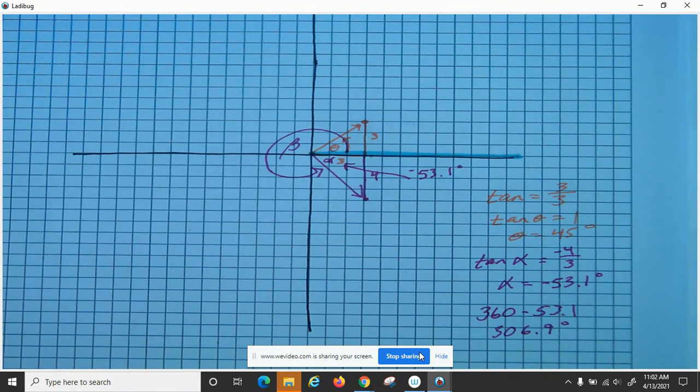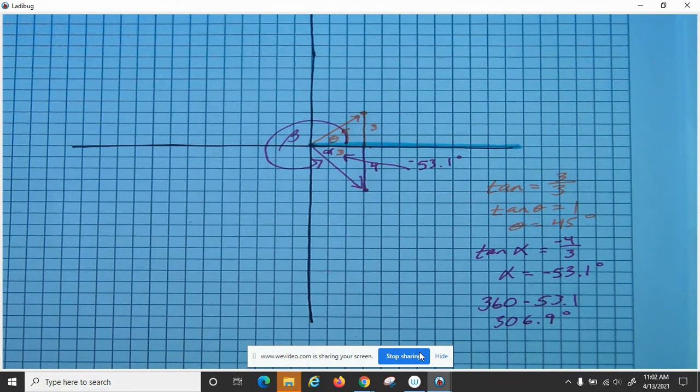All right, so that is how you find the direction angle of any vector. You obviously need to know what the terminal point is.